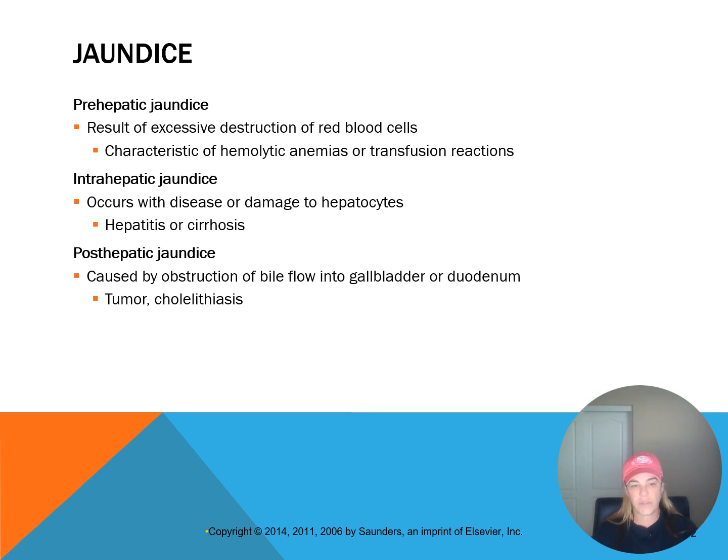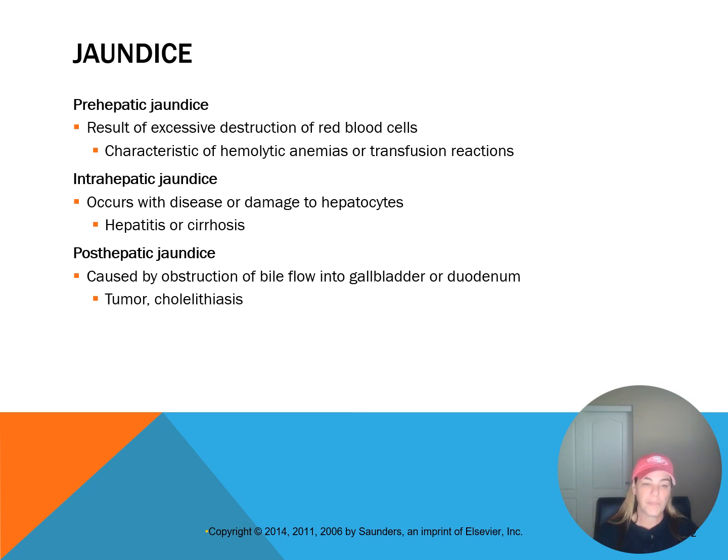Jaundice, so there's different types of jaundice, but the manifestation of jaundice is yellow skin. Prehepatic jaundice is caused by excessive destruction of red blood cells. Usually this is caused by transfusion reactions. Intrahepatic jaundice is jaundice created by the liver. It occurs when you have disease or damage to the liver cells or hepatocytes. This is common in hepatitis or cirrhosis.